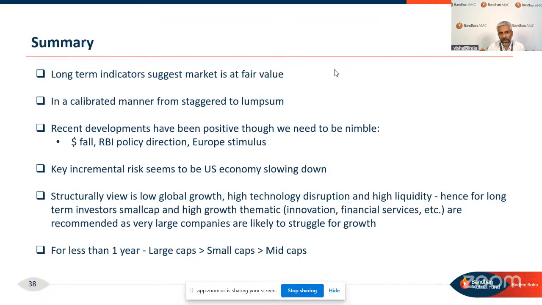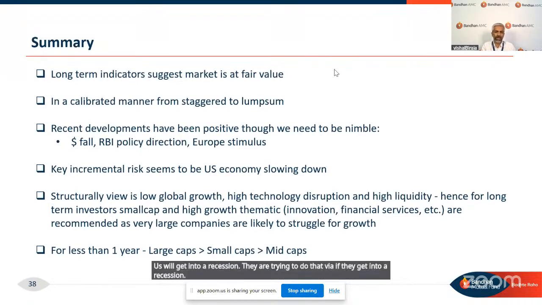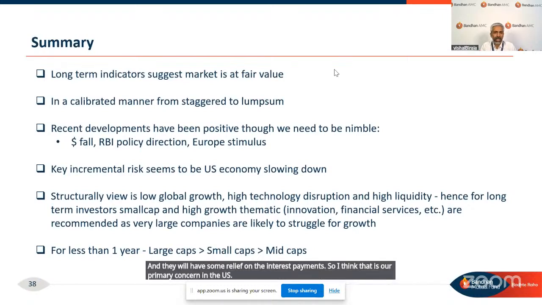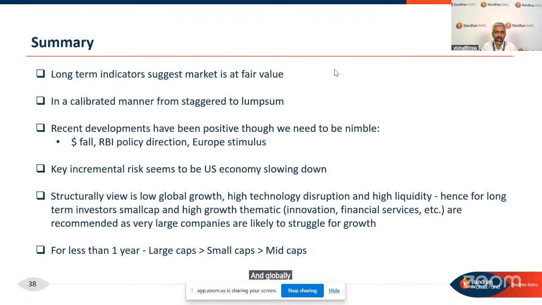The US will get into a recession. They are trying to do that via, if they get into a recession, the US Fed will cut interest rates and they will have some relief on the interest payments. So I think that is a primary concern in the US. And globally, technology adoption and high liquidity will continue.